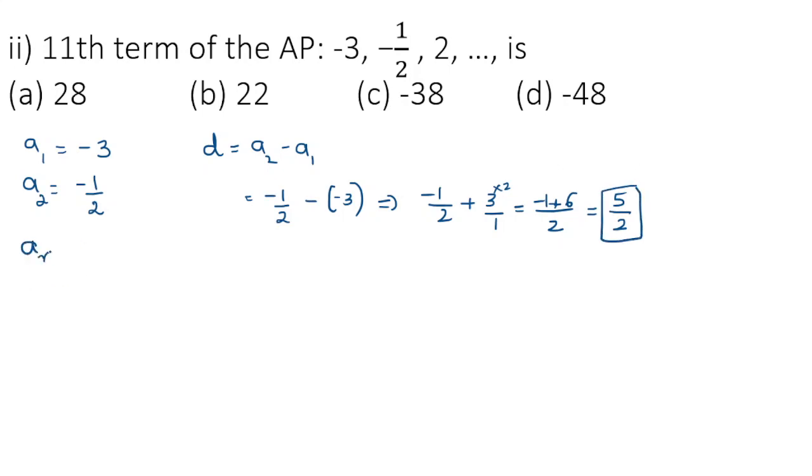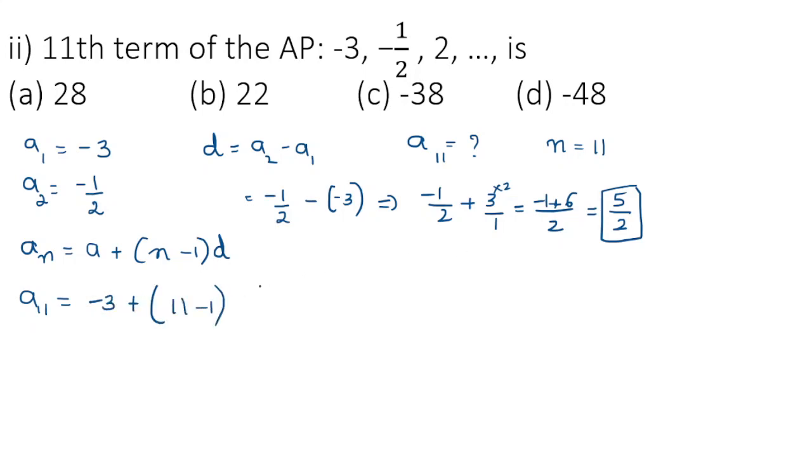Now we have to write the formula. An is equal to a plus n minus 1 into D. Before that, I didn't write a1. An is nothing but the 11th term, and the n value is 11. We don't know the 11th term. So a11 is equal to a, which is minus 3, plus 11 minus 1 into the D value, that is 5 by 2.